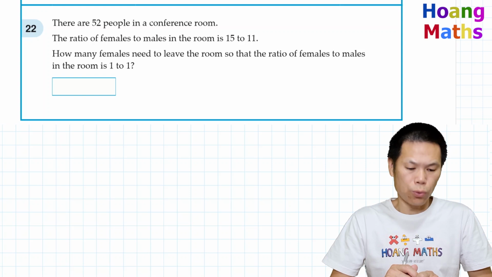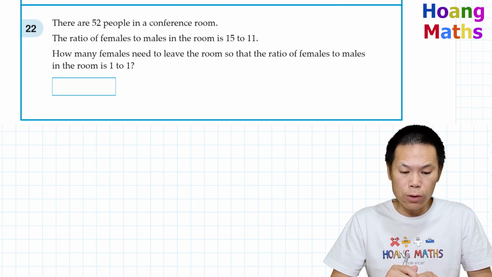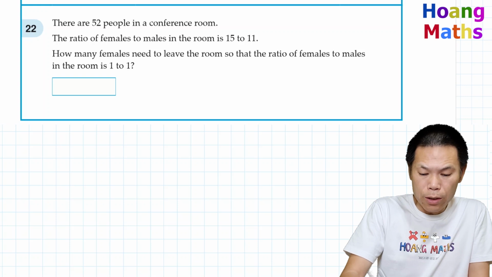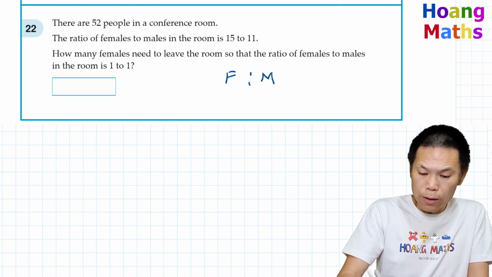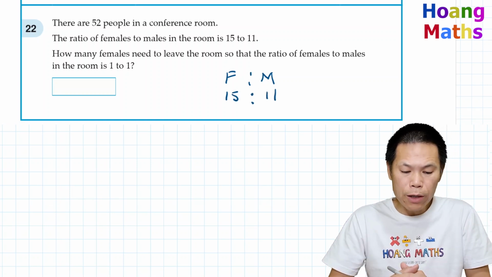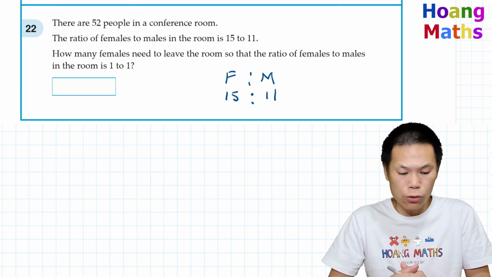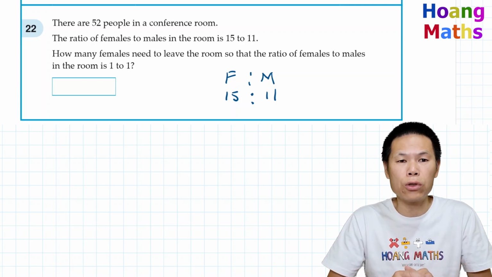Question number 22. There are 52 people in a conference room. The ratio of female to males in the room is 15 to 11. So let me just write this down. Females to males is 15 to 11. How many females need to leave the room so that the ratio of females to males in the room is 1 to 1? The ratio 1 to 1 means the number of males is equal to the number of females.